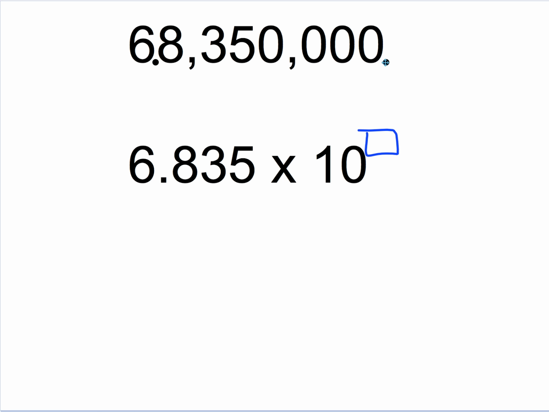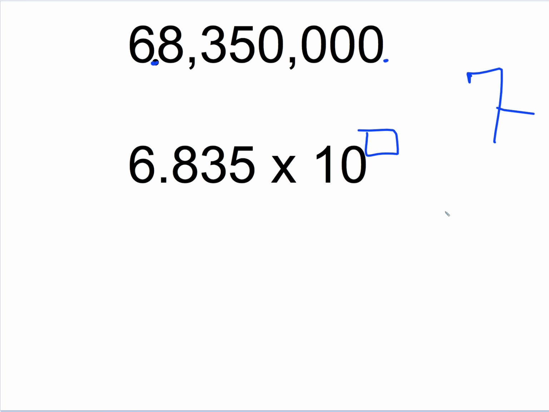So here was our original decimal point. It was at the end. And here's where we moved our decimal point to between the 6 and the 8. So I'm going to count the spaces from here to the new decimal point. I'm counting every time I go between two numbers. So here's 1, 2, 3, 4, 5, 6, 7. So I moved 7 places to go from here to here.